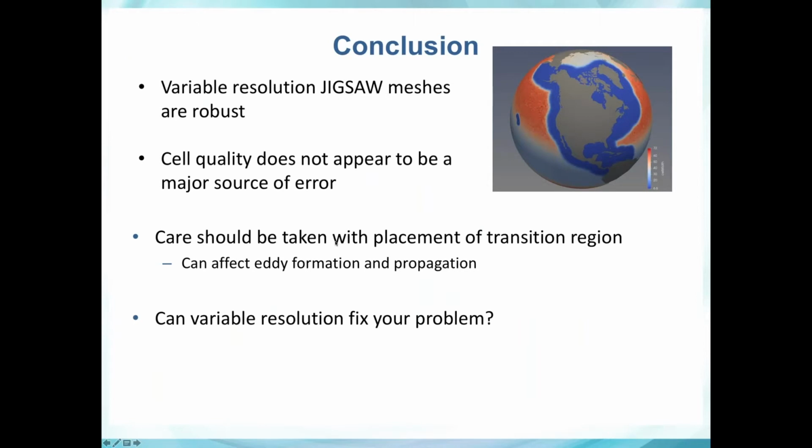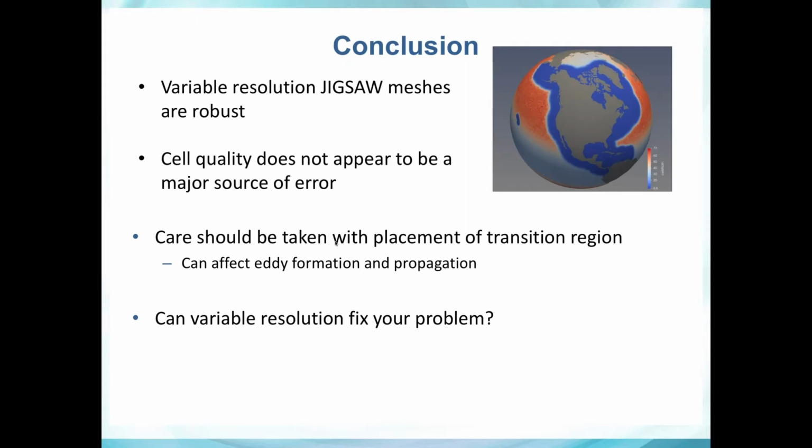Okay, so in conclusion, overall, this study indicates that variable resolution meshes are robust and that cell quality does not seem to be a major source of numerical error, which is good. One note of caution is that care should be taken with placing transition regions, that any sort of eddy formation or propagation or currents crossing transition regions could introduce issues that carry back into that high resolution region. And Kevin Rosa, who's speaking next, will talk a lot more about this.